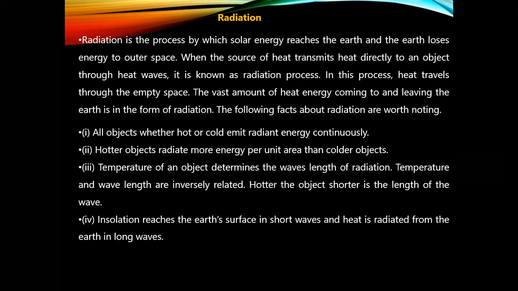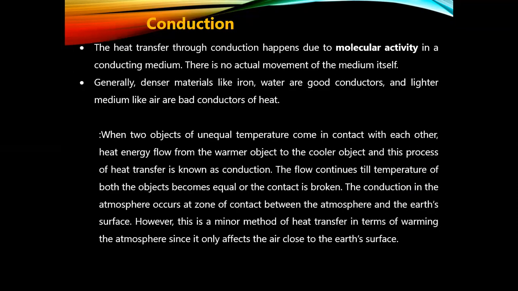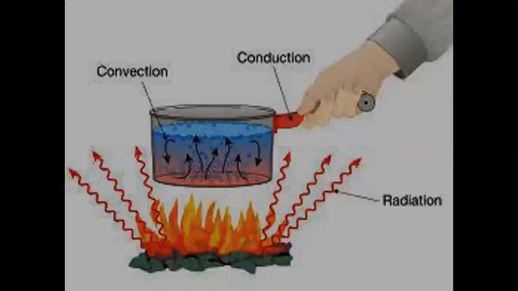4. Insolation reaches the Earth's surface in short waves and it is radiated from the Earth in long waves. We will be amused to know that the atmosphere is transparent to shorter waves and opaque to long waves, hence energy leaving the Earth's surface, that is terrestrial radiation, heats up the atmosphere more than the incoming solar radiation, that is insolation.